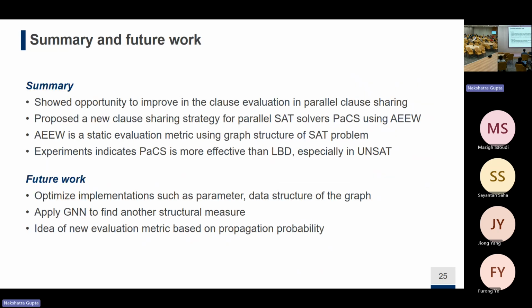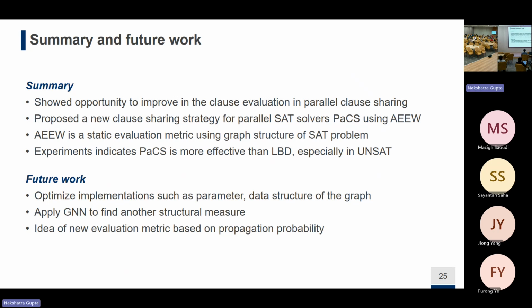So let me conclude my presentation. Through the preliminary experiments, we showed the opportunity to improve the clause evaluation in the parallel clause sharing task. To have such an independent metric, we proposed a new clause sharing strategy, PAX, using the average external edge weight, AEW. AEW is a static evaluation metric using the graph structure of the SAT problem. And the performance evaluation experiments indicate that PAX is more effective than LBD.